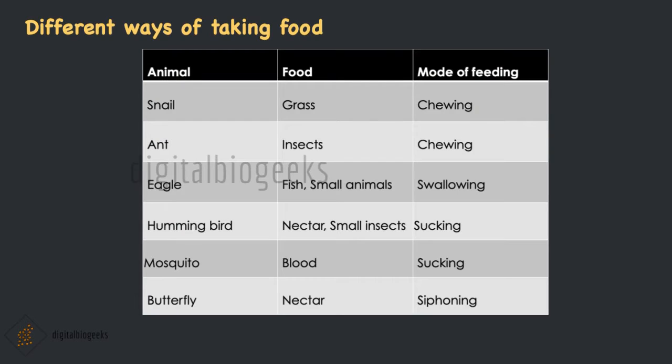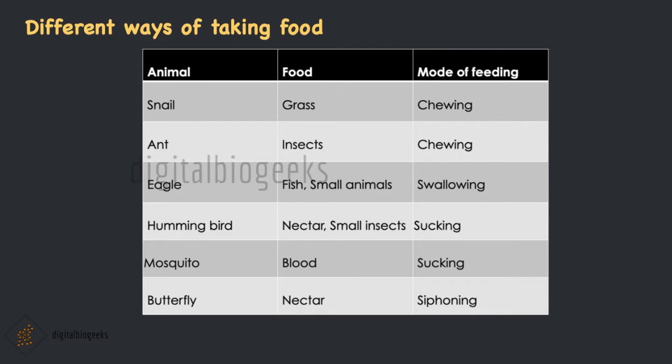The mode of taking food differs in different organisms. For example, as we know, bees and tiny birds feed the nectar from flowers and the mode of feeding is sucking. Infants of mammals feed the milk from mothers. Let's look into a table which will help us to understand the different mode of taking food in different animals.